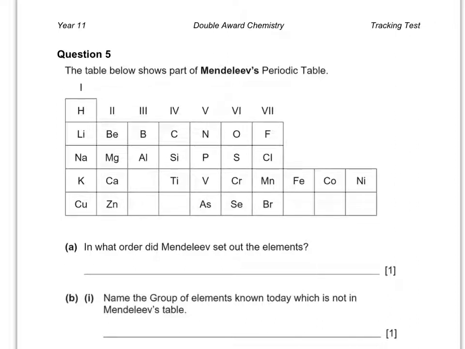You were given a section of Mendeleev's periodic table, which we will come back to in a second. It said, in what order did Mendeleev set out the elements? And that's in order of increasing atomic mass. So in order of increasing atomic mass or relative atomic mass was fine. They did not accept mass number, because mass number is specific to an isotope, if you remember from topic 1, atomic structure, but it must be atomic mass or relative atomic mass.